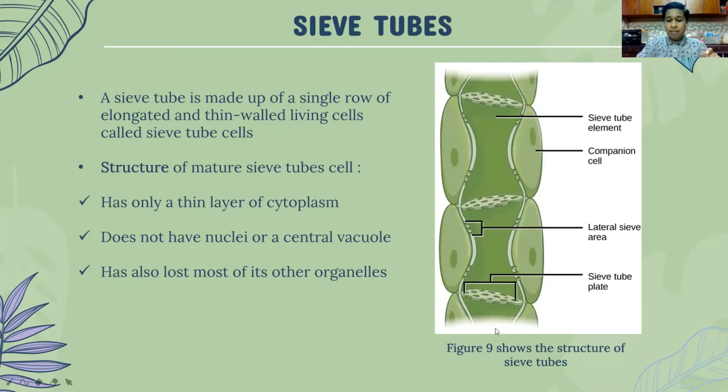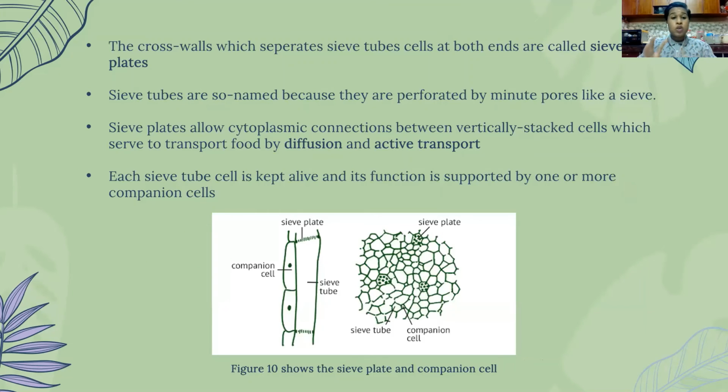So as you can see in figure 9, which shows the structure of a sieve tube, this is a sieve tube cell which has a thin layer of cytoplasm. As you can see here, it does not have any nuclei, any central vacuole, and also doesn't have most of the organelles. The cross walls which separate sieve tube cells at both ends are called sieve plates.